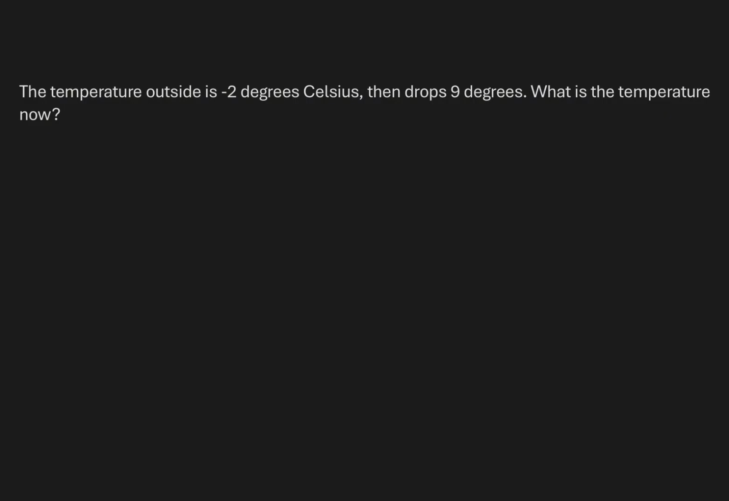Now let's move on to some word problems. The temperature outside is negative 2 degrees Celsius, then drops 9 degrees. What is the temperature now? In this example, the temperature is negative 2 degrees Celsius, and then drops 9 degrees, which means we're going to be subtracting 9 degrees. So we need to identify the signs of both numbers. Are they same or are they different? They both have the same sign, so we're going to keep the sign, and we're going to add them like normal. 2 plus 9 is 11, which means that the temperature outside is negative 11 degrees Celsius.